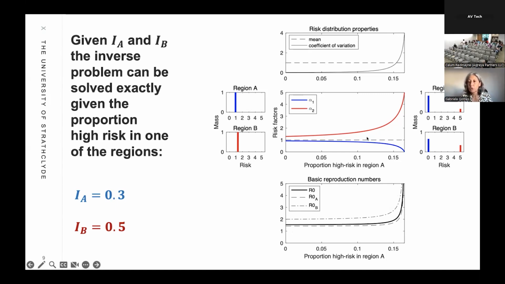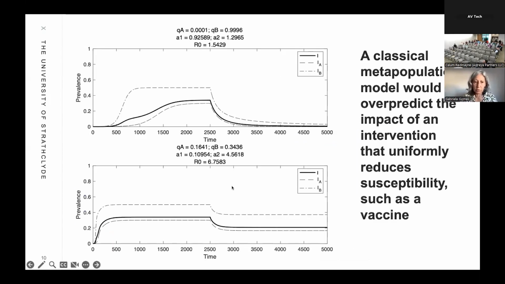But if you had used the more mixed model, where the high-risk individuals are distributed in a different way across the two regions, you'd estimate much higher R0. So that's what this is showing here. So this is the growth curve of infection for the classical metapopulation model and for the model I'm introducing here.